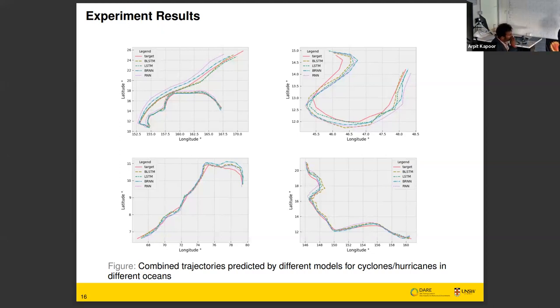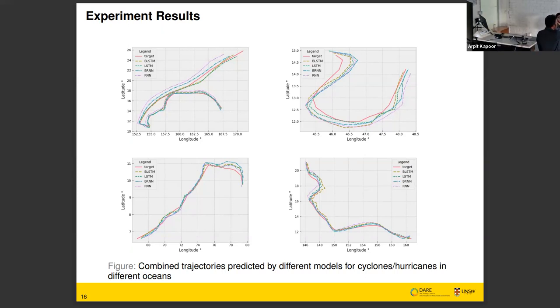So what's the observed data? The red line is the observed data, which is this middle line. And I think what's happening here is that the RNN is slightly overestimating the latitudes, whereas the LSTM is doing a slightly better job at the estimation. I think a similar trend can be seen over here as well.